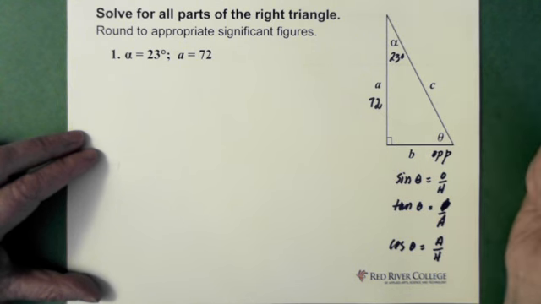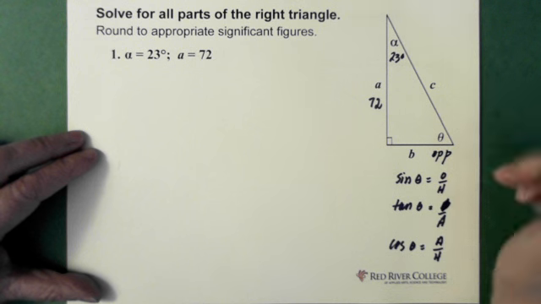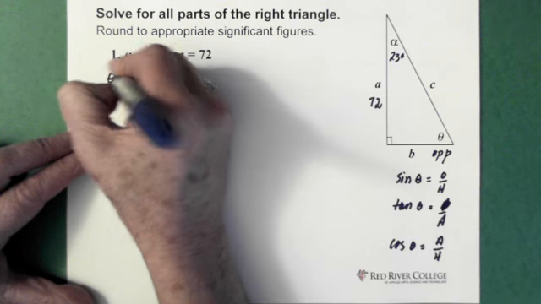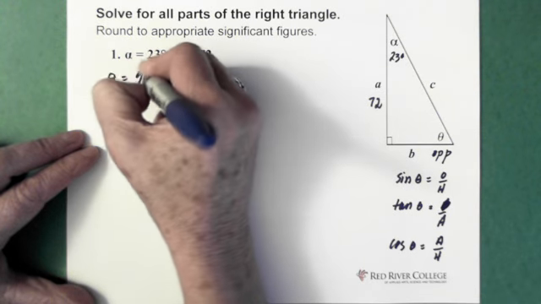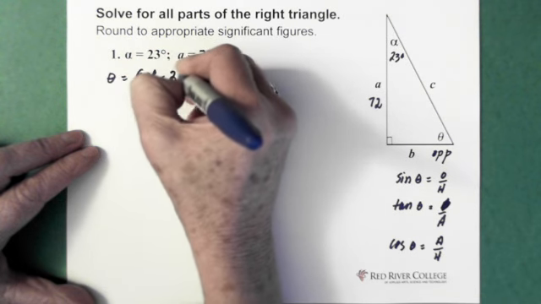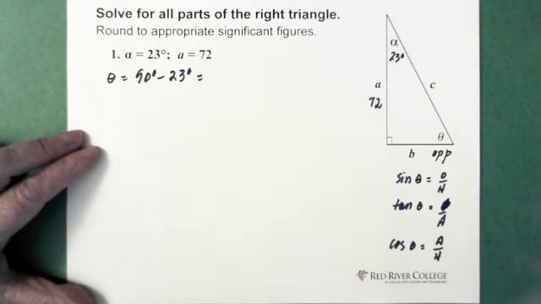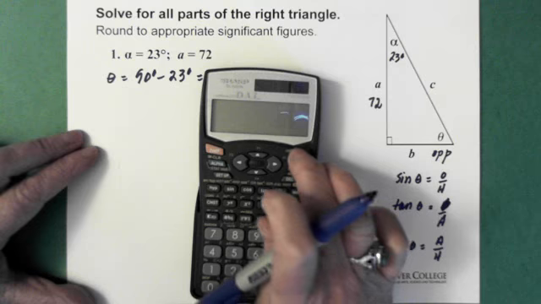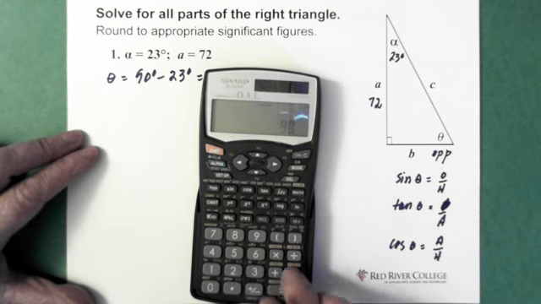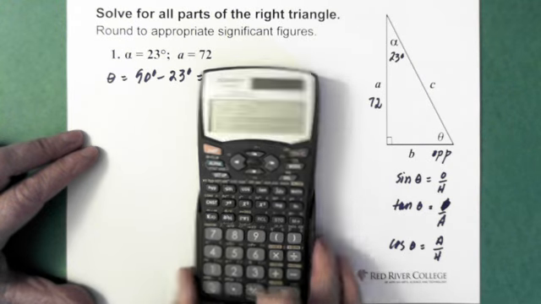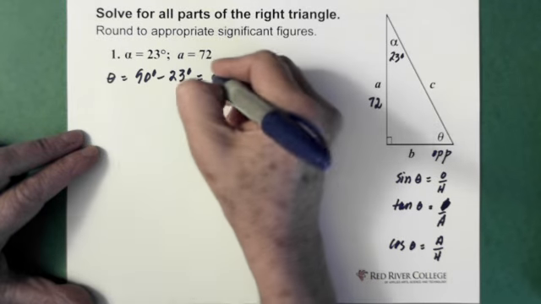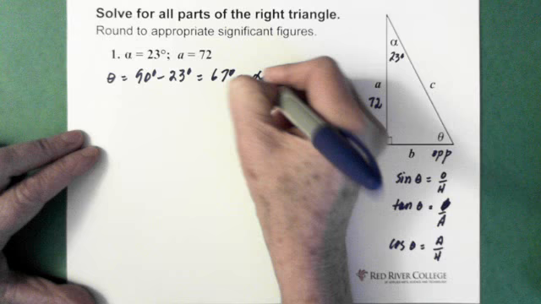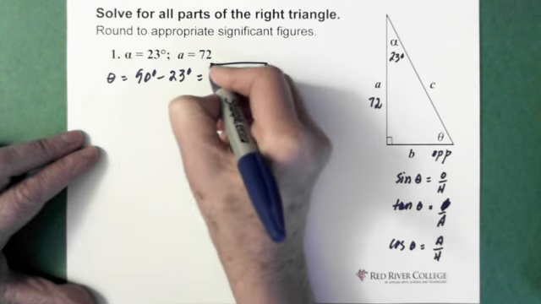So let's say we decide to solve B first. Actually, let's solve the angle first. Let's solve for theta. So theta equals 90 degrees minus 23 degrees, which equals 67 degrees, which is alpha.